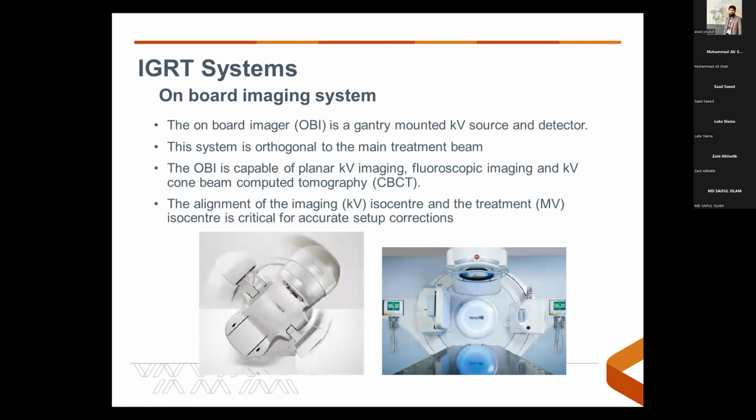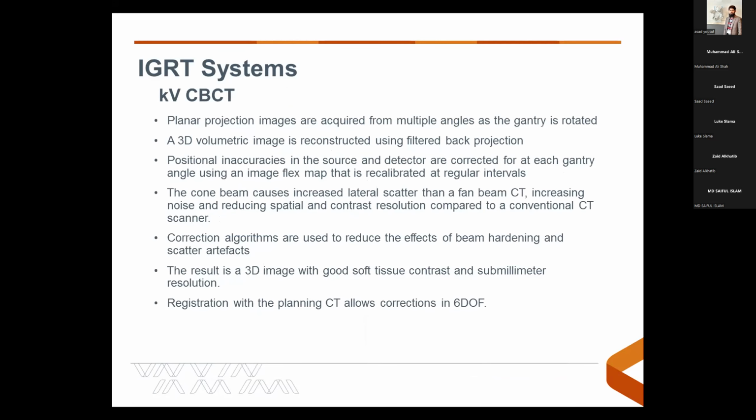For these systems, because it's not using the main clinical beam, the alignment of the KV isocenter and the treatment isocenter is critical for accurate setup corrections. So KV CBCT: planar projection images are acquired at multiple different gantry angles as the gantry is rotated, and then it reconstructs a 3D volumetric image using filtered back projection.